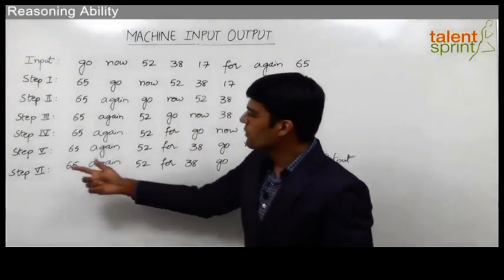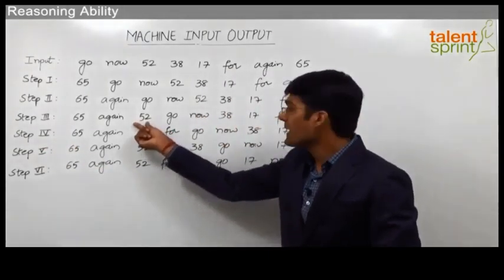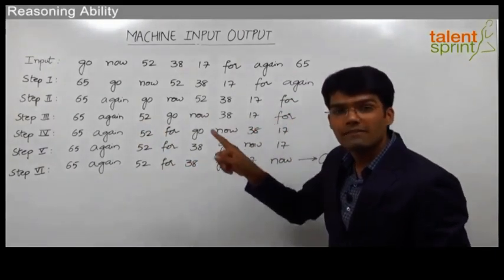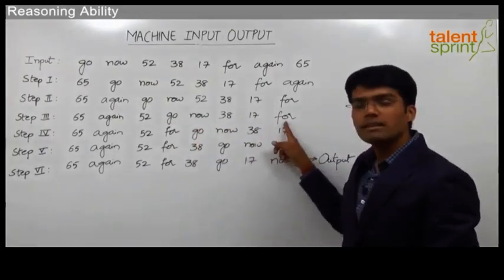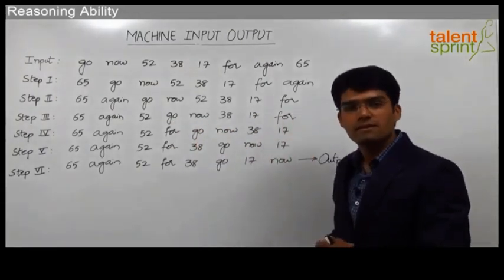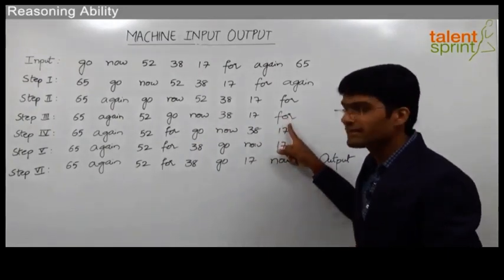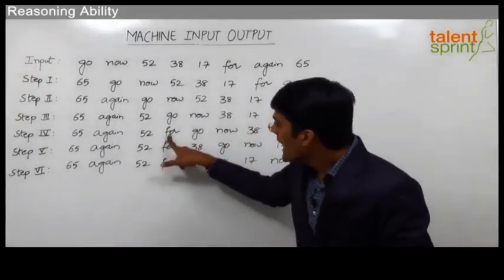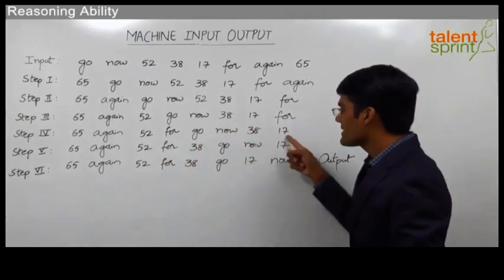Moving on to step 4, we know that after 52 we need a word, and that word here should be for as we are following the alphabetical order. Because from go, now and for, the word which comes first in alphabetical order is for. So for is brought from the last place in step 3 to fourth place in step 4. And the remaining elements, that is go, now, 38 and 17 are simply pushed aside.